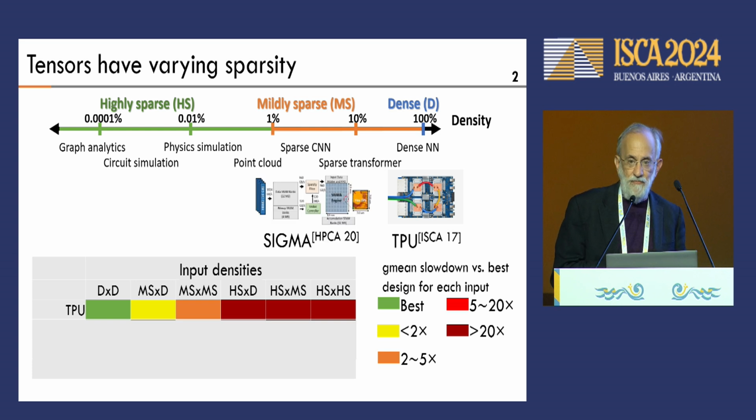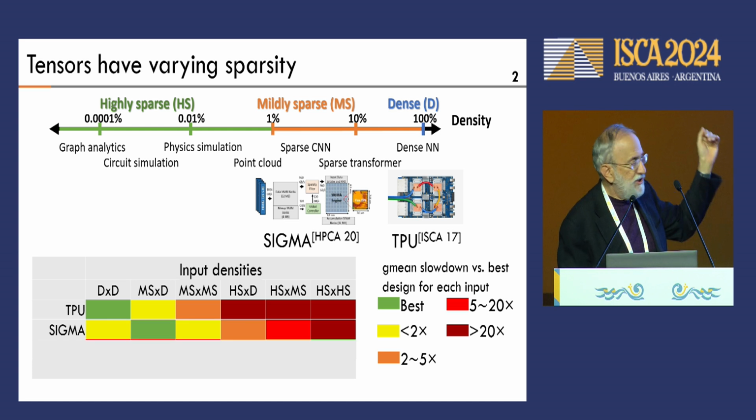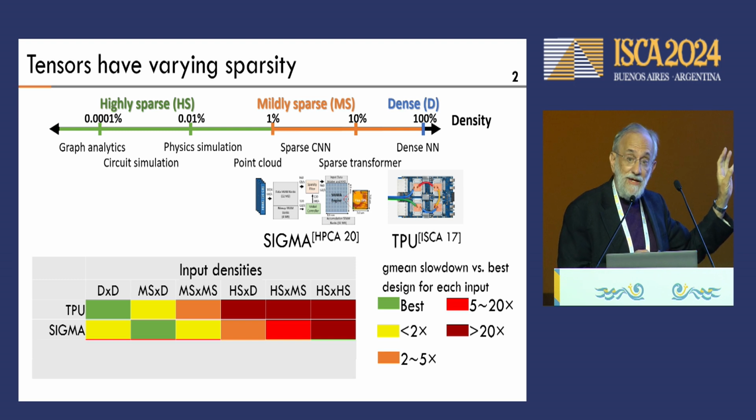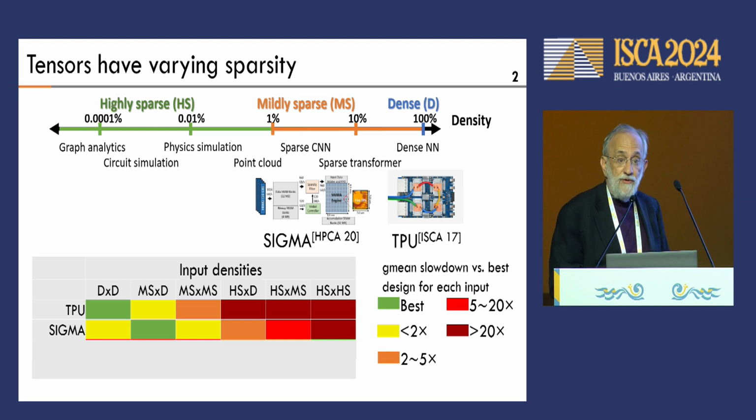Our second example is Sigma, which was co-authored by your session chair. The Sigma accelerator was designed primarily for moderately or mildly sparse computations. If we look at its chart for different mixtures of sparsity, it's best at mildly sparse times dense computations. Nearby, it's pretty good, but as the data gets more and more sparse, it falls into the red zone.